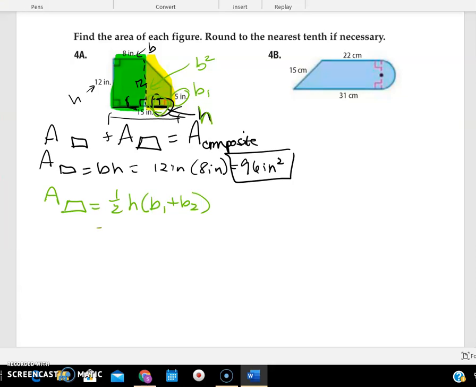Okay, then we'll plug those in. So I have 1/2. The height is, we decided, 7 inches. The bases are 5 inches and 12 inches. And so I have 1/2 times 7 inches times 17 inches. And then I'll get my calculator out and we'll do a little math. So 0.5 times 7 times 17 is 59.5.